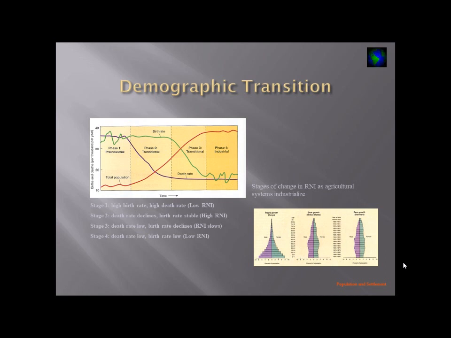Stage 3, the death rate is low, bottoms out. Healthcare is better, people are living longer, better nutrition, all of that. Birth rate begins to decline too, so rate of natural increase slows down. And finally, in stage 4, death rate's low, birth rate's low, and you have a low rate of natural increase. So from birth rate, death rate high, birth rate, death rate low, population stabilizes. The problem is those transitional stages, phase 2 and phase 3.